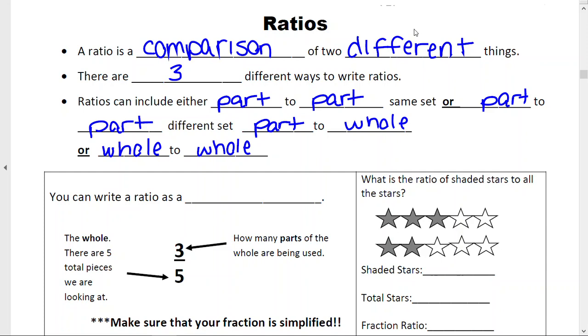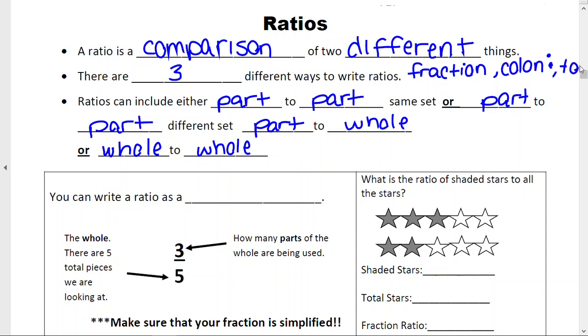In this video, we're going to discuss ratios. So a ratio is a comparison of two different things, and there are three different ways to write a ratio. You can write a ratio with a fraction, a colon, which is those double dots, or you can use the word to.